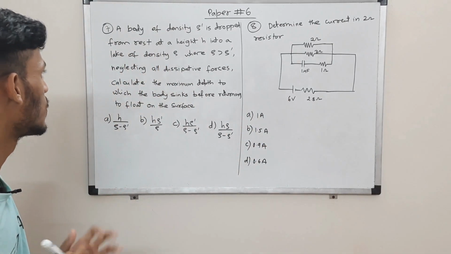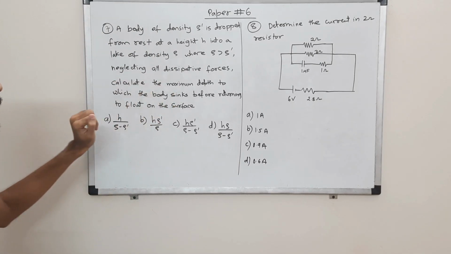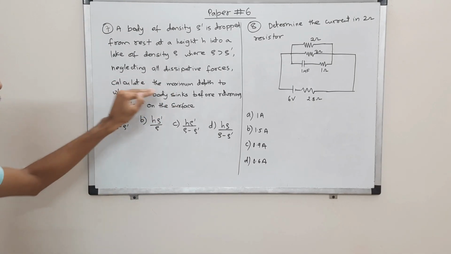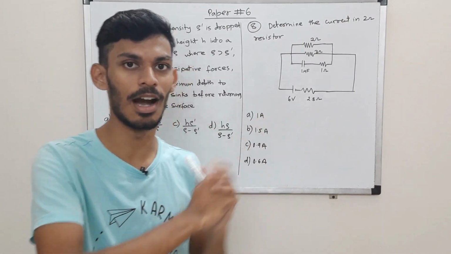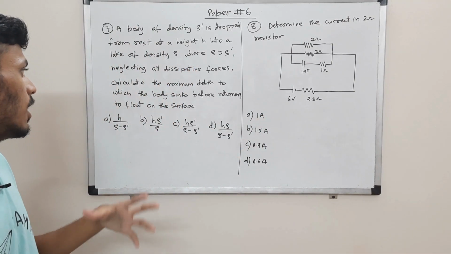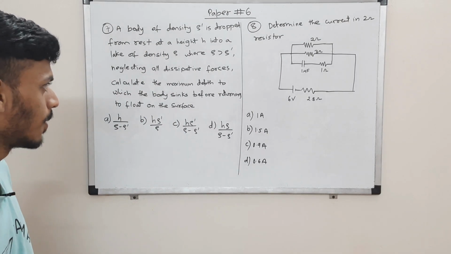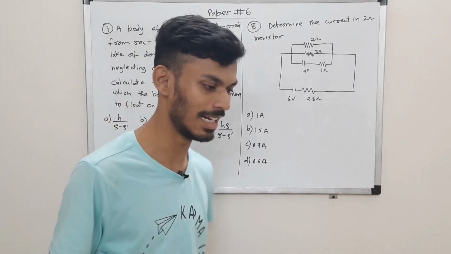Neglecting all the dissipative forces, you are supposed to tell what is the maximum depth that your body sinks to before it rises back up, before it returns and floats on the surface. What is the maximum depth that it can reach?